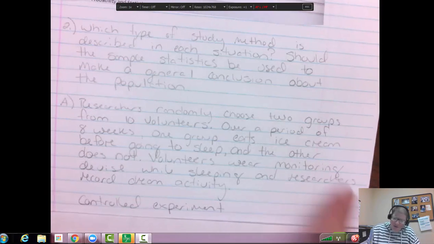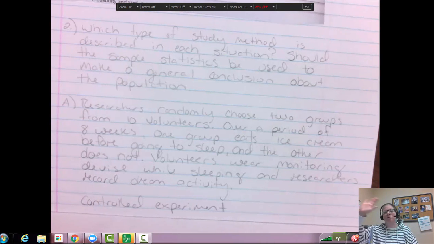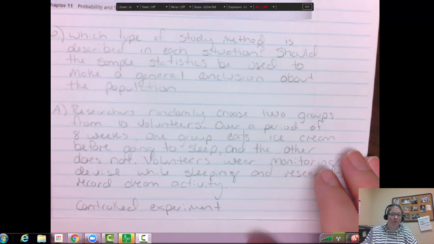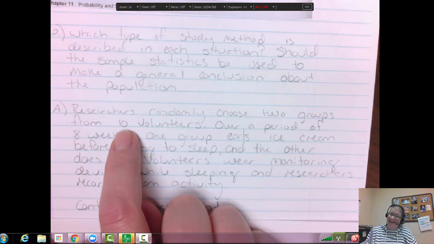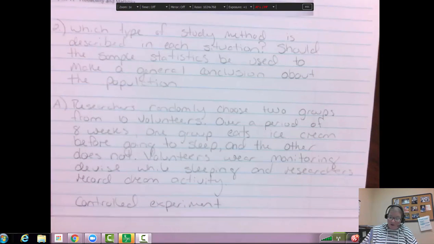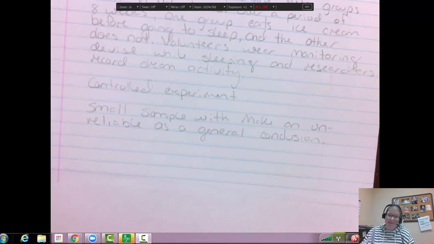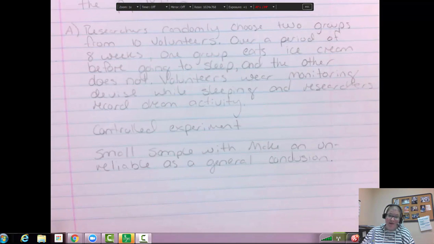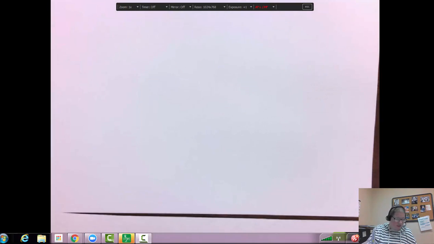And would you say from these 10 volunteers that you could then say this is true for everybody in the entire world? Well, let's think. 10 compared to all the people in the world, it's not a very good sample size. So I would say it's a small sample, which makes it unreliable for a general conclusion. There could be other things that make it not very good to make it over the whole population, but 10 people is definitely not a very big sample size. Definitely not something you want to generalize on.